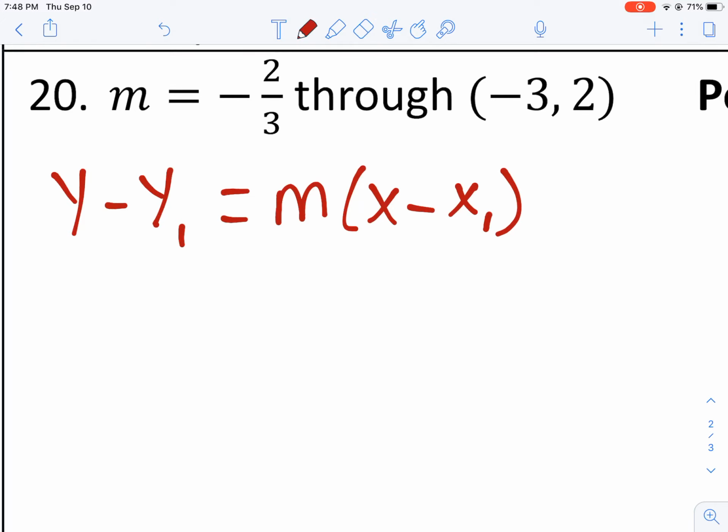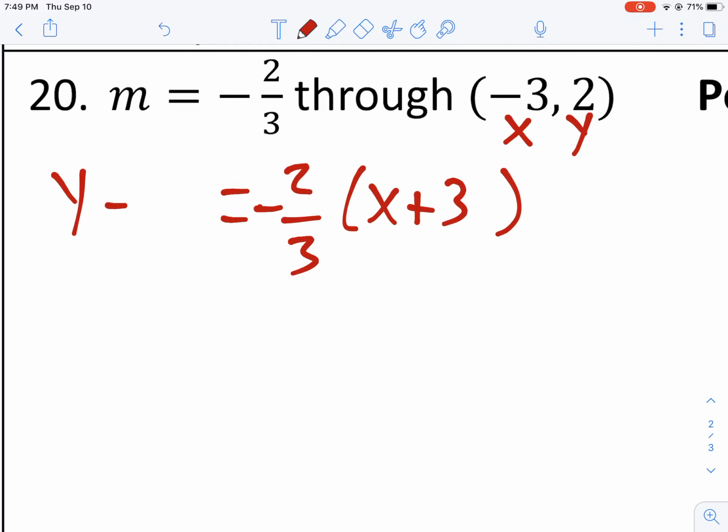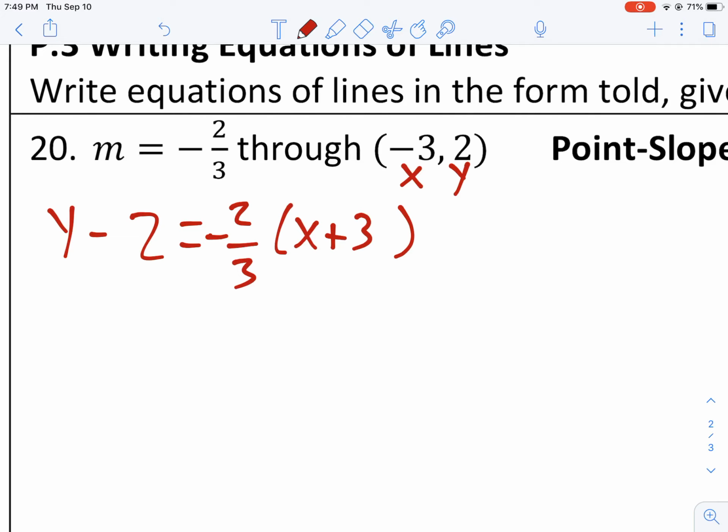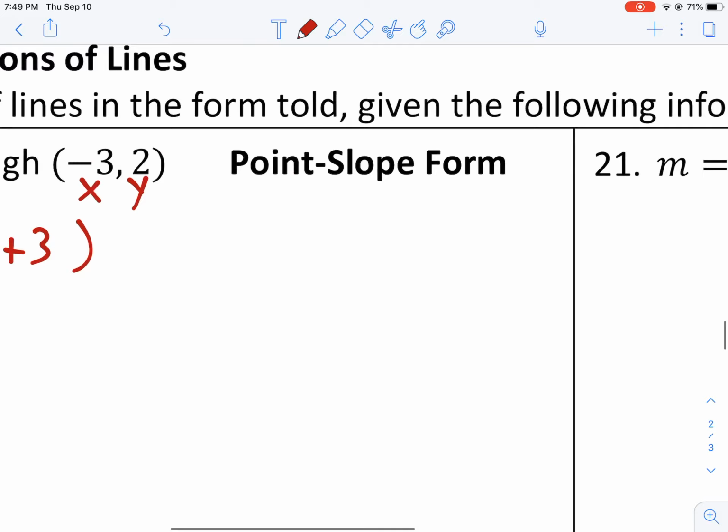Our m, it even tells us right here, our m is negative 2 over 3. Our point comes from these numbers, x and y. Our x point is negative 3, so when we plug it in, it ends up being the opposite, plus 3. Our y value is 2, so that's going to be minus 2. So this is our answer. You plugged it in, you're done. That's in point slope form.